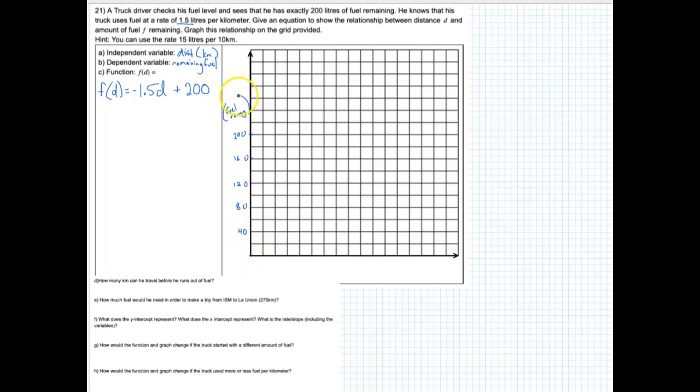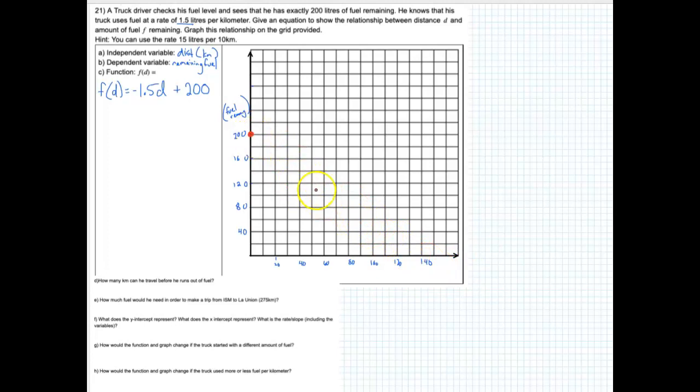So I just made a scale here for the dependent variable. And for the independent variable, I need to think about how far it's going to go before it runs out of fuel. Let's say this is 20, 40, 60, 80, 100, 120, 140, okay? So we're starting at 200 liters and we're decreasing by a rate here, okay?